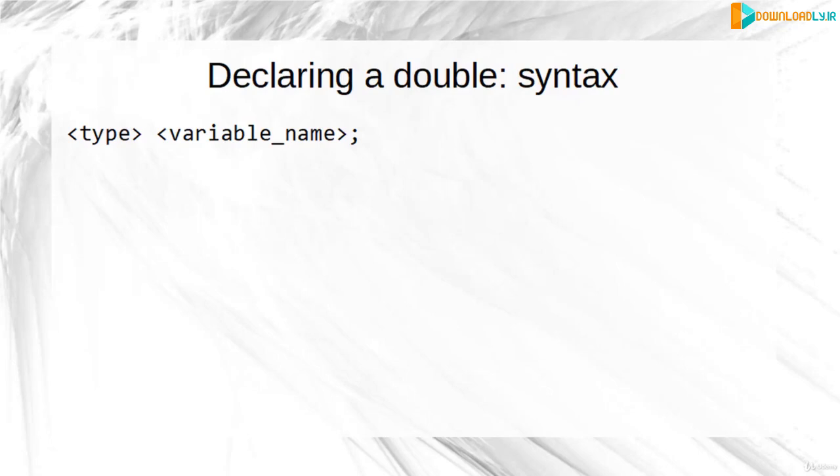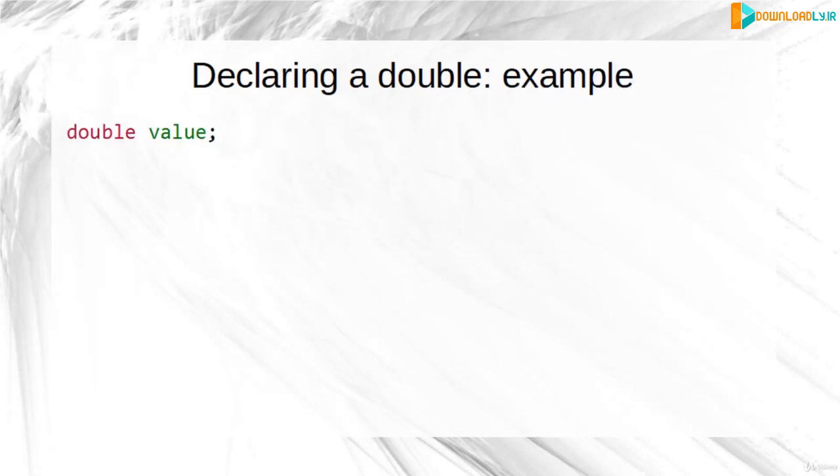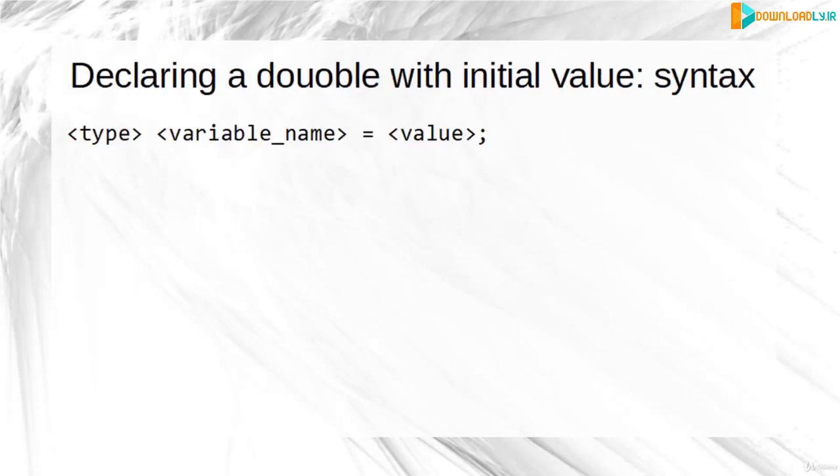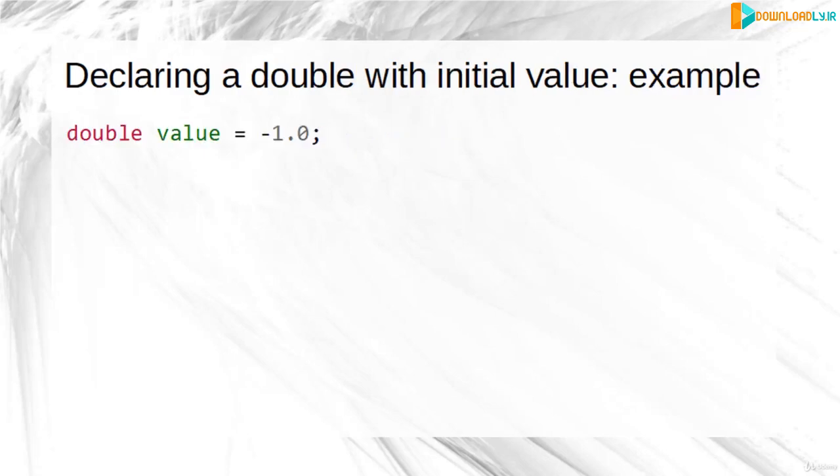Now, let's deal with the declaration. To declare a double variable, first type in the data type and then the name of the variable, followed by a semicolon. Here is an example. We put in the data type, which is double, the name of the variable, and a semicolon to end the programming statement. To assign an initial value, we simply add an equal sign and the value we would like the variable to have. Here is an example. We use the equal sign and then assign the variable with a value of -1.0.